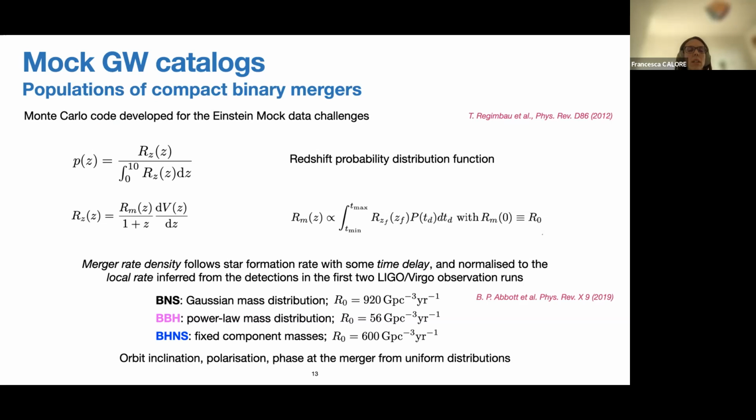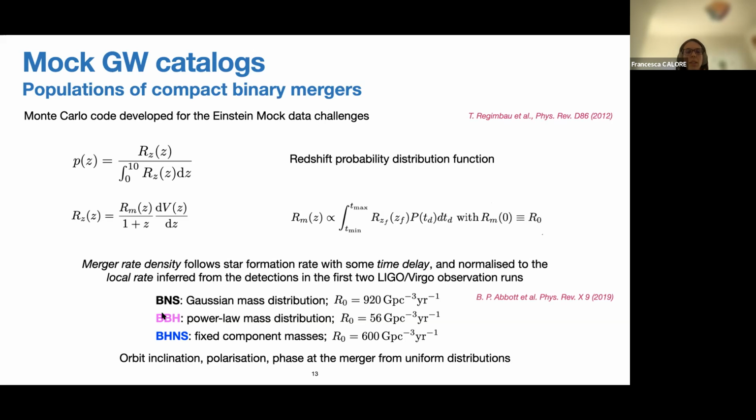So while for the catalogs of galaxies we can take real catalogs, for the gravitational wave catalogs, as I will explain, what we use here are actually Monte Carlo simulations that were developed for the Einstein Telescope Mock Data Challenges, where for each class of binaries we simulate the redshift distribution starting from a redshift probability distribution function, where the merger rate density follows the star formation rate weighted by some time delay function, and this merger rate density is normalized to the local rates as inferred by the first two LIGO-Virgo observation runs.